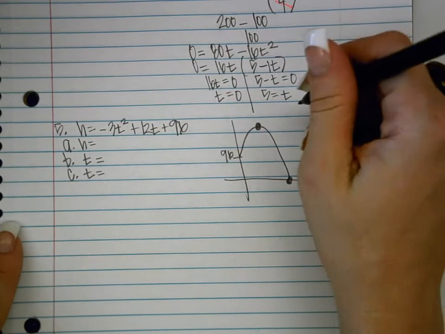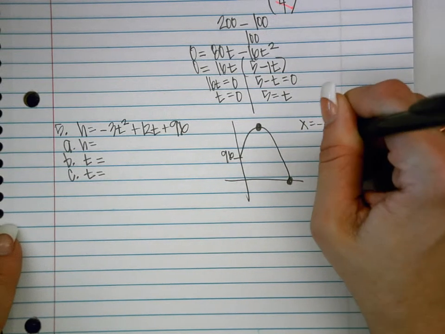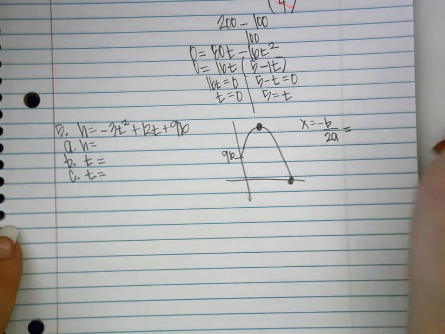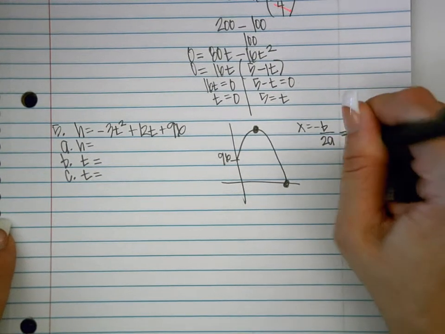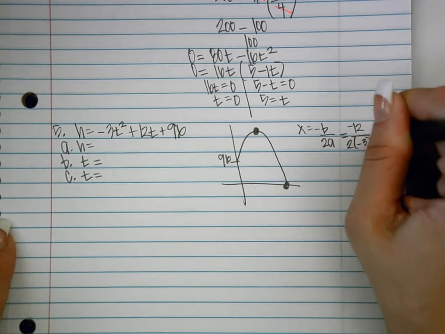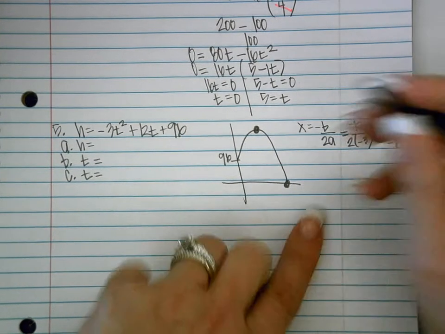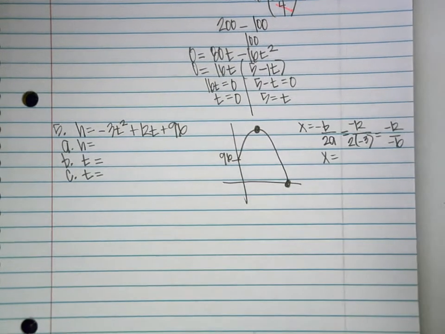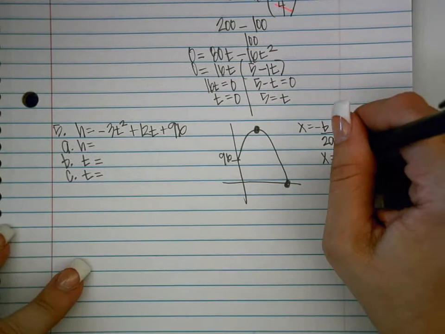Start by doing x equals negative b over 2a. What's your b value in this equation? 12. So negative 12 over 2 times a, which is negative 3. That gives you negative 12 over negative 6, which is what? Positive 2.